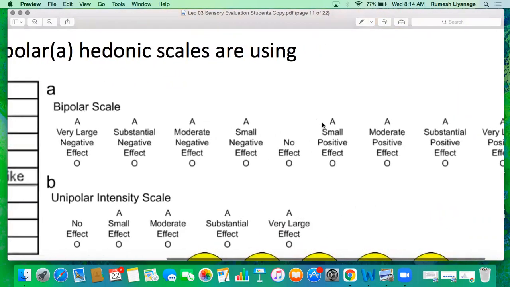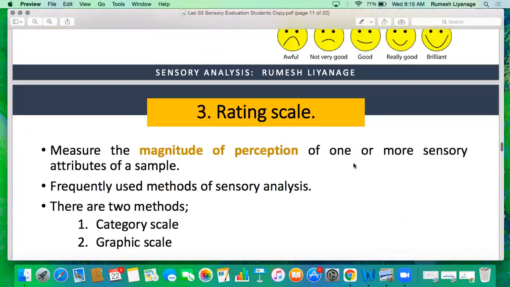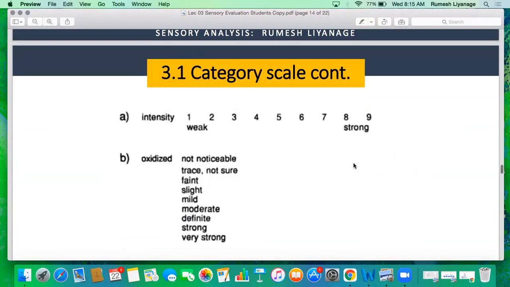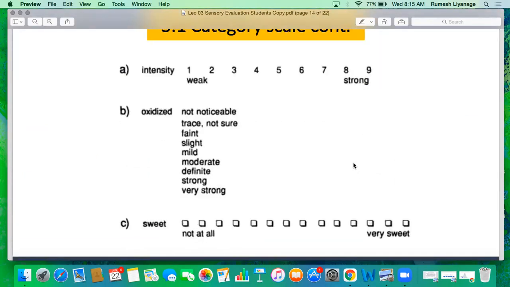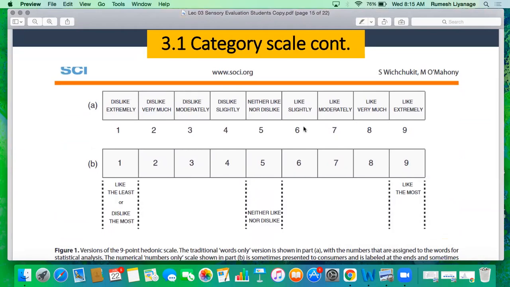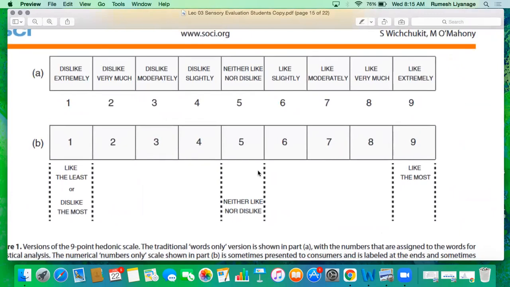Here also you can see very large negative, very large positive, substantial negative, substantial positive, moderate negative, moderate positive, small negative, small positive. Likewise, verbal anchors are always using a similar distance. Got it? Right. Suppose you can understand the category scales also. And here also you can see category scales. Right? Some examples.